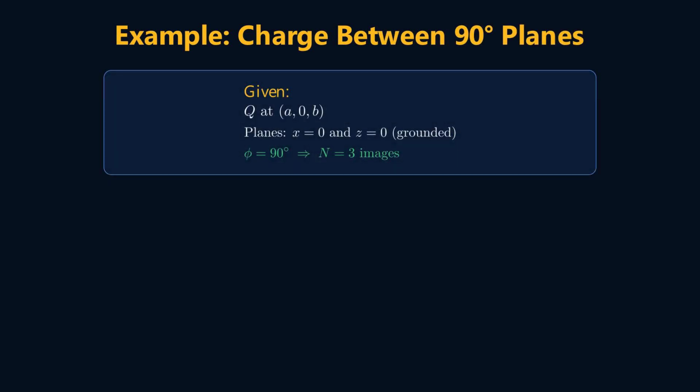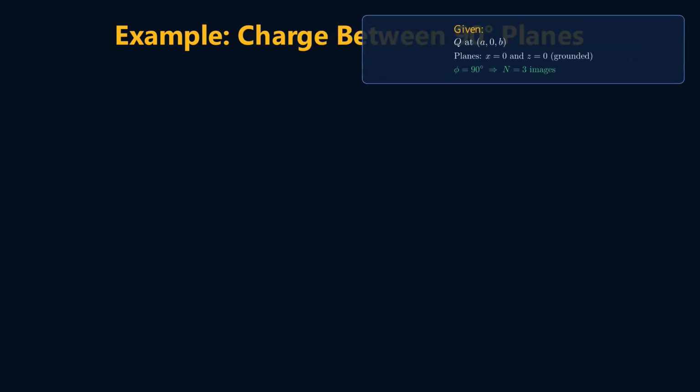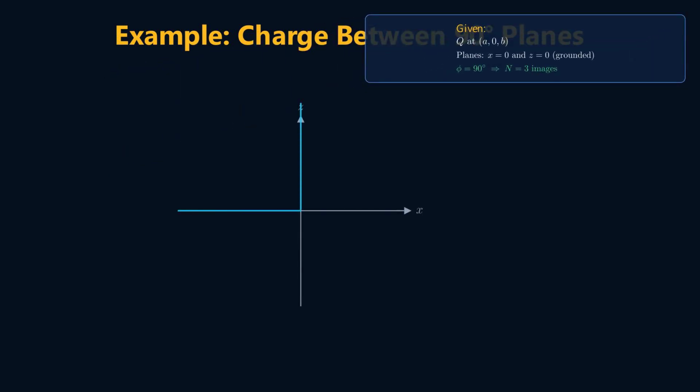Let's apply this to Sadiku's example 6.14. A point charge q is located at position (a, 0, b) between two grounded conducting planes that intersect at right angles along the z-axis. One plane is y equals 0, the other is x equals 0. Find the potential at any point and the force on q. Step 1. Determine the number of images. With phi equals 90 degrees, n equals 360 over 90 minus 1 equals 3. So we need 3 image charges.